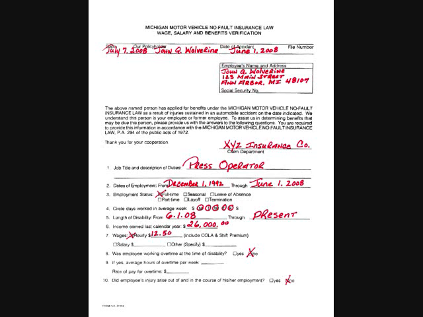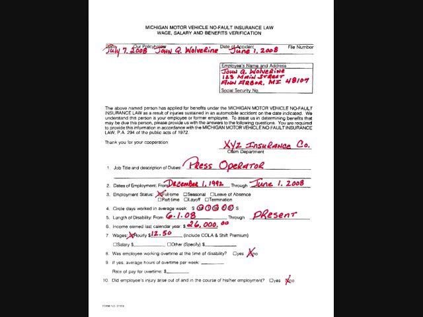On the form, your employer should indicate your job title and a description of your duties. The employer should also indicate the date that you began employment up to the present date. On the form, the employer should also indicate whether you are full-time, part-time, or what the status of your employment is, and the number of days that you work in an average week.